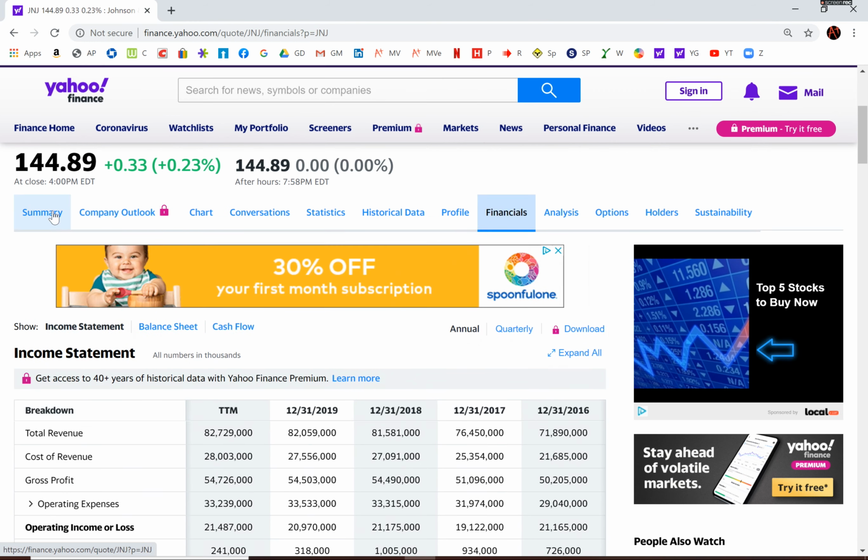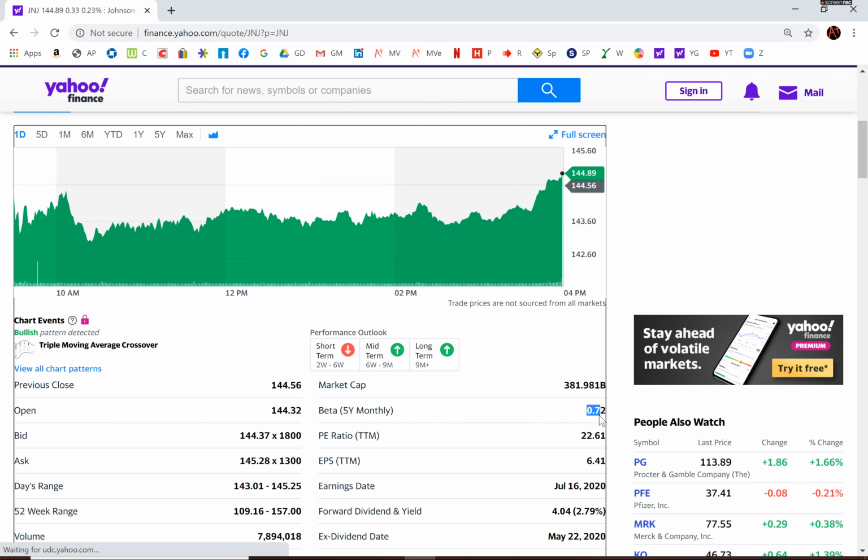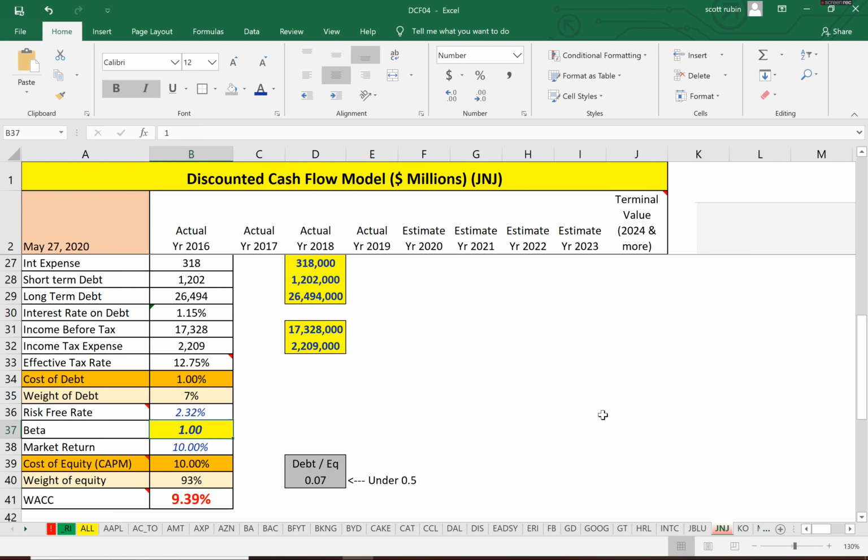Now let's find the beta, because we need to find out the cost of equity. 0.72, which is a pretty low beta. Below 1, very secure stock. And you can see their debt to equity is 0.07. I like to see at least 0.5 or less if I want to invest in a company. So this is really, really good.